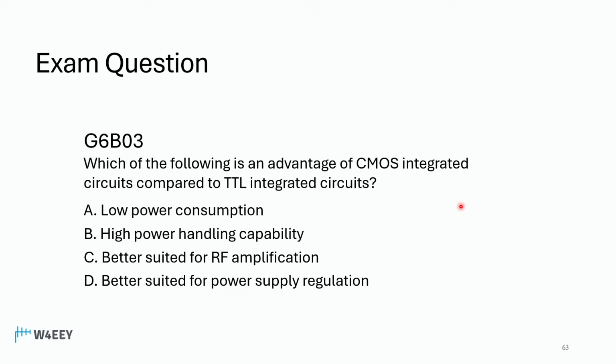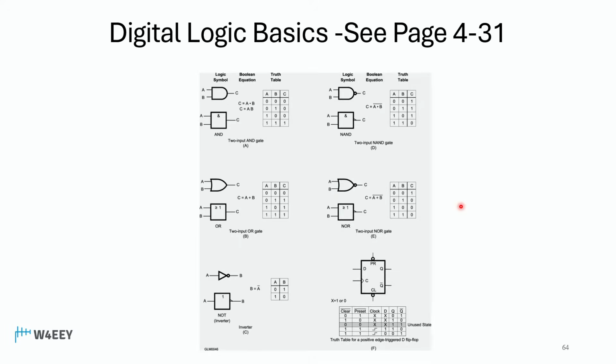Which of the following is an advantage of CMOS integrated circuits compared to TTL integrated circuits? Low power consumption, exactly. Now we're going to move into something that's going to look scary, but there's only one pool question, so hang on to your hat here. We're in digital logic basics. If you want to see this diagram in a bigger format, it's page 4-31 in your book, if you care to turn there.